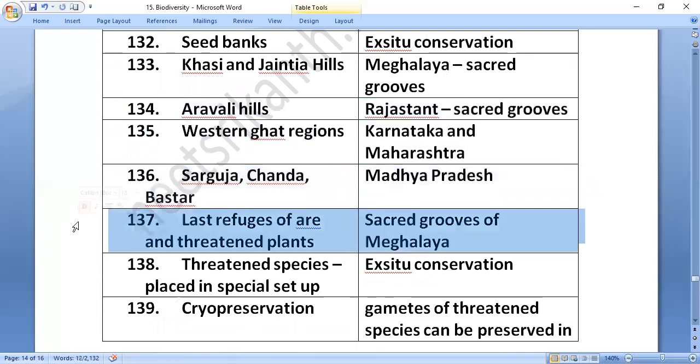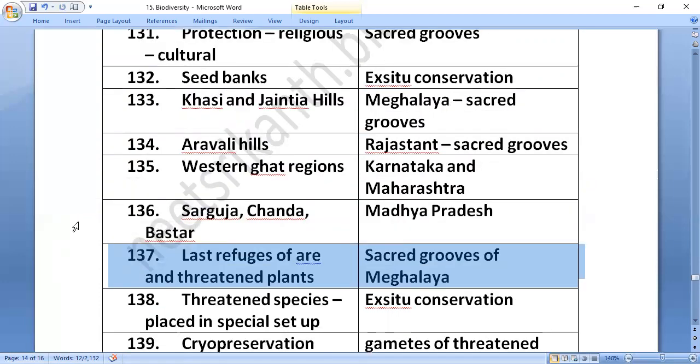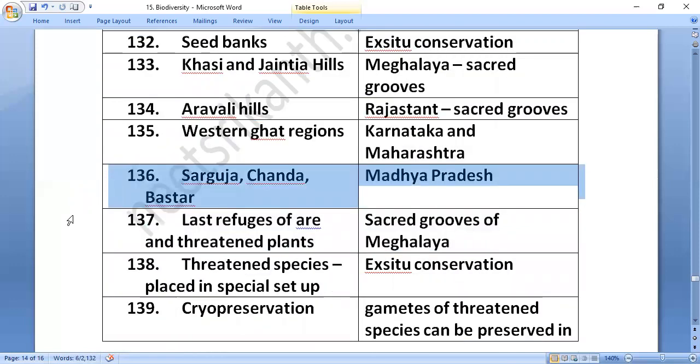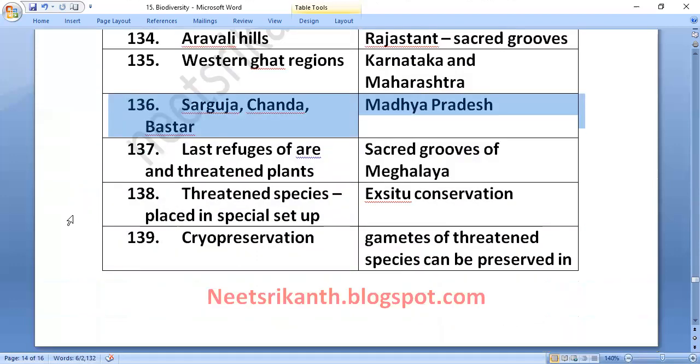The sacred groves of Meghalaya are said to be the last refuges of our threatened plants.